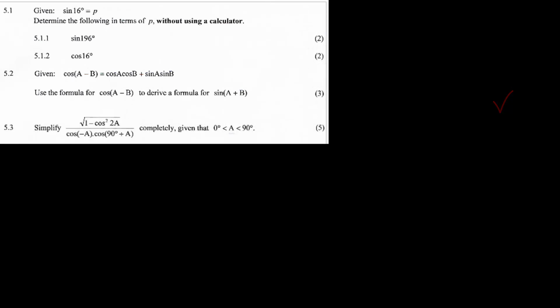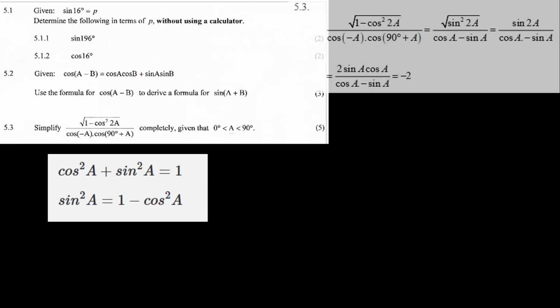Question 5.3. For 5 marks, simplify the square root of 1 minus cos squared 2a over cos(minus a) minus cos(90 plus a). Now we know that cos squared plus sine squared equals 1, therefore 1 minus cos squared 2a equals sine squared 2a. Also we know that cos(minus a) simplifies to cos a. So now we get the square root of sine squared 2a equals sine 2a.